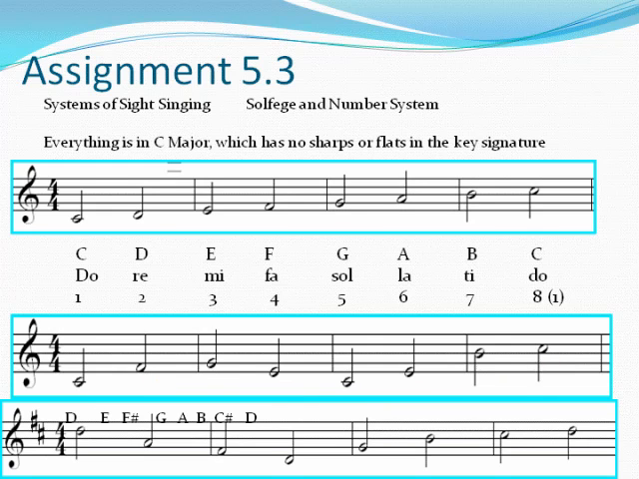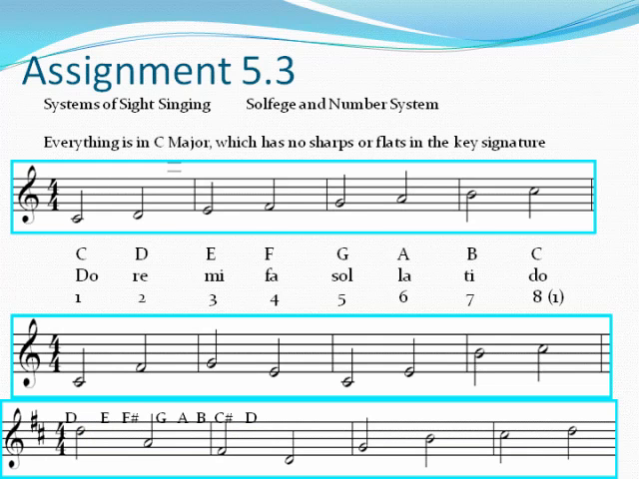I'm just going to show you something here. You don't have to do it in a different key right now, but here are the notes of the D major scale, and I have an example here in the key of D. The D major scale, or the key of D, has two sharps, F sharp and C sharp. The notes of the D major scale are D, E, F sharp, G, A, B, C sharp, D.